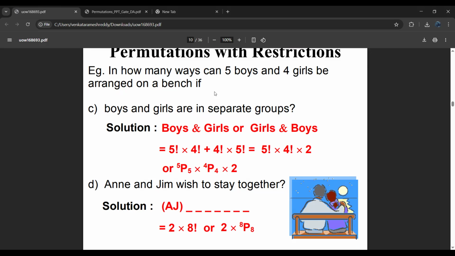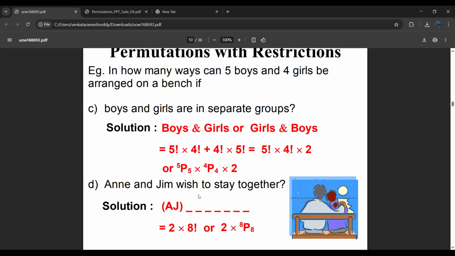Or you can solve 5P5 into 4P4 into 2. How is it 5P5 into 4P4 into 2? The 2 is for the groups. How many groups are there? There are two groups, for boys and girls. That's why you multiply by 2. There are 5 boys, and the ways we can arrange them is 5P5. There are 4 girls, and the ways to arrange those 4 girls is 4P4. That is 5P5 into 4P4 into 2. So that is what is happening here.